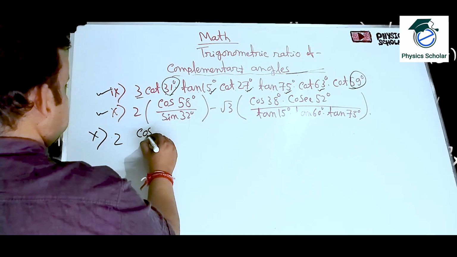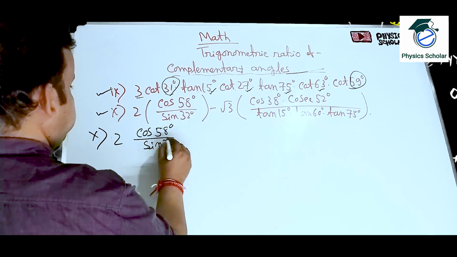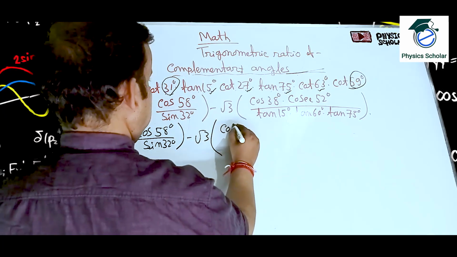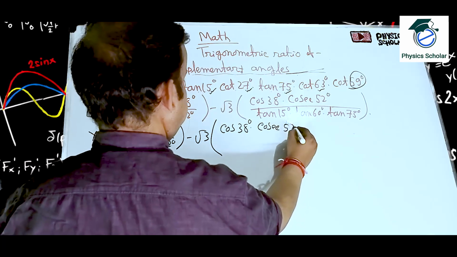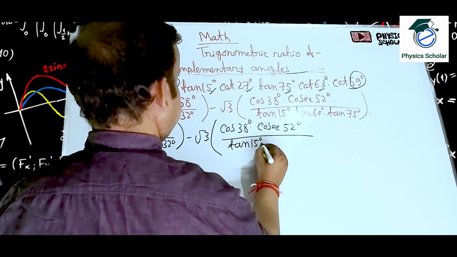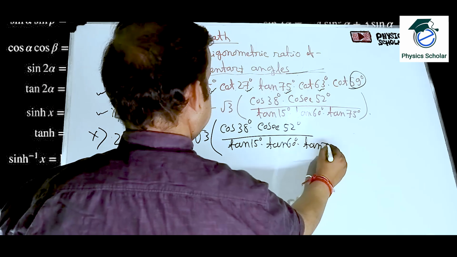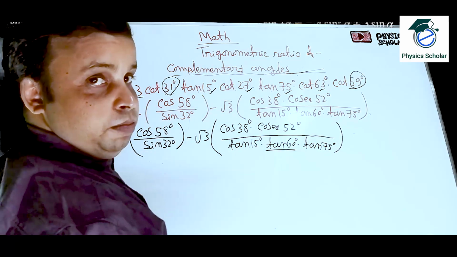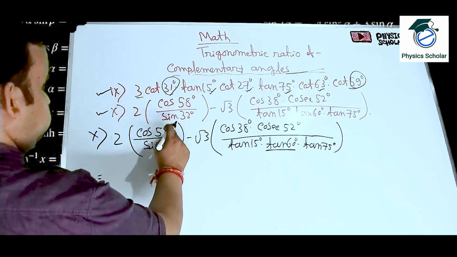2 cos 58 degrees divided by sin 32 degrees, minus root 3 into cos 38 degrees into cosec 52 degrees, divided by tan 15 degrees into tan 60 degrees into tan 75 degrees. See, this value we know, tan 60 degrees, but the others we don't know. Clear? So now what is that? These pairs are complementary angles.